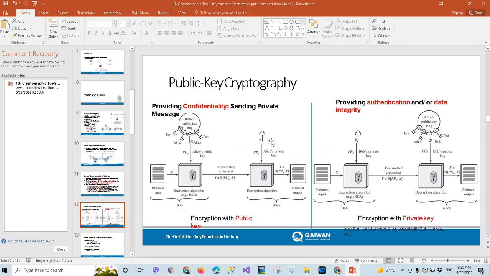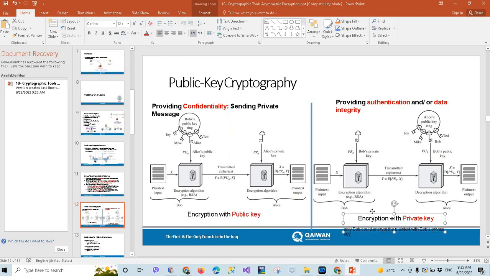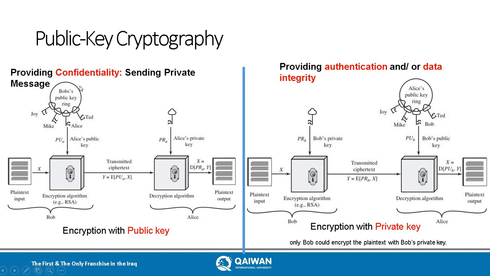Public key cryptography. In this way, we have an illustrated sample. If you see, providing confidentiality by sending a private message: Bob wants to send a private message to Alice. In this way, he uses Alice's public key.